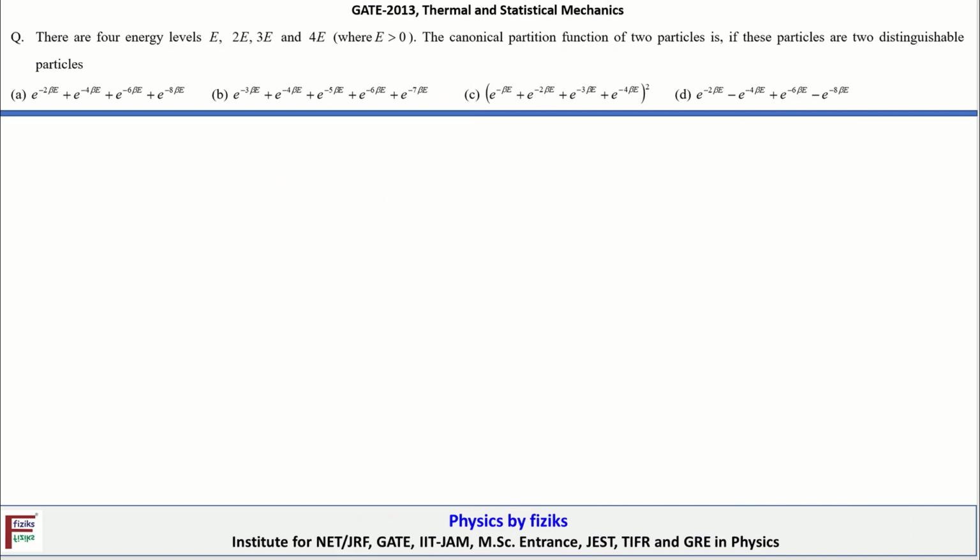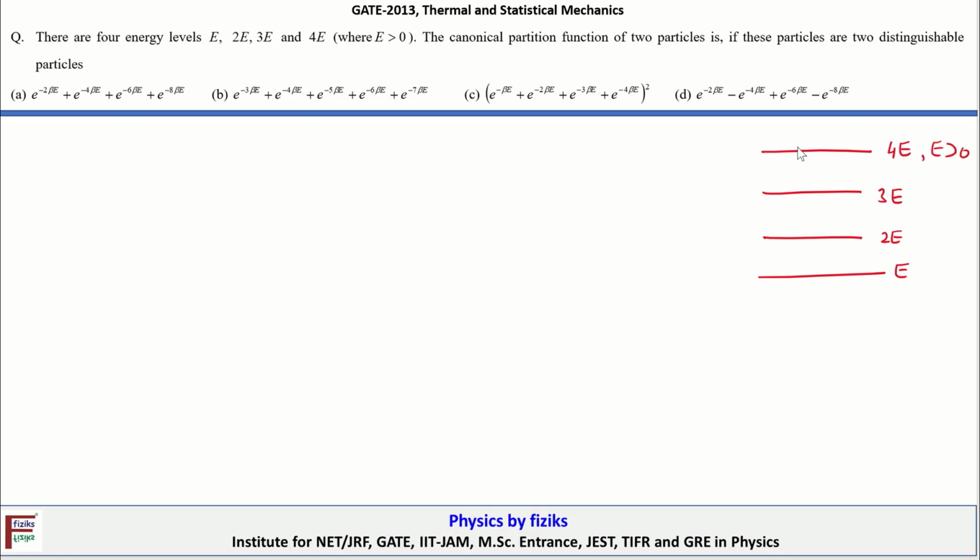So let's continue with the next problem. Again we are having the same system with 4 different energy levels. Let me draw these energy levels first, and then we'll come to the next part of the question. The respective energies are E, 2E, 3E and 4E, where E is greater than 0.